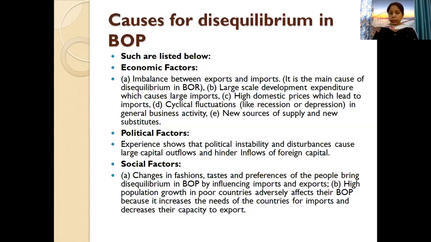Next is a social factor. Change in fashion, taste, preference is one of the causes. The people start importing more of the goods due to a change in preference or taste. High population growth in poor countries also increases the need of the country for import and decreases the capacity to export. बेटा जब population ही ज्यादा होगी तो produce goods sufficient नहीं होंगे, as a result we are not capable to export the items to other countries. Why? To fulfill the needs of a large population of the country, we have to import the goods.